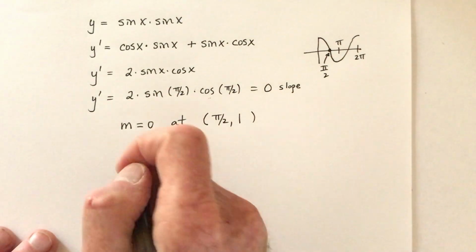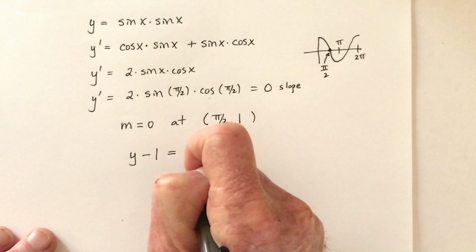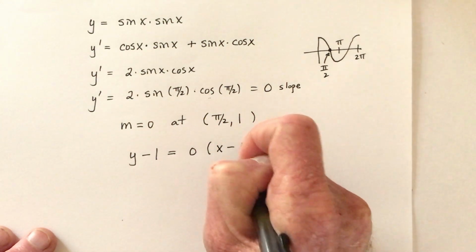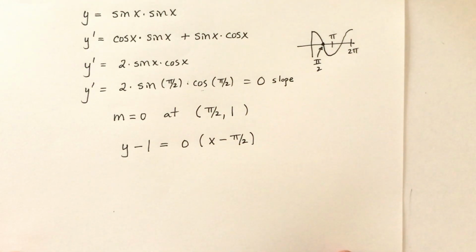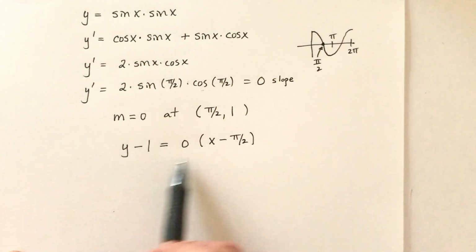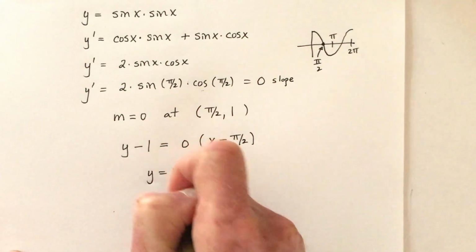Now find the equation of the line. So y minus the y value of 1 equals, the slope is 0, and then x minus pi over 2. Which actually simplifies very nicely because this is just 0. So once you move the 1 over, since this is 0, it's just going to be y equals 1.